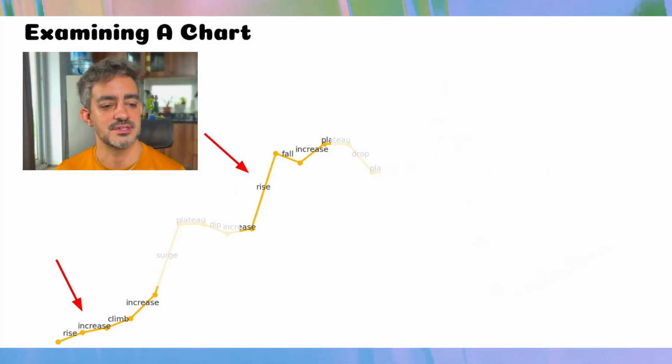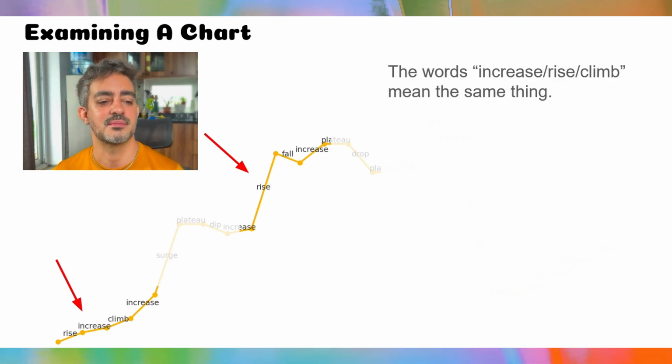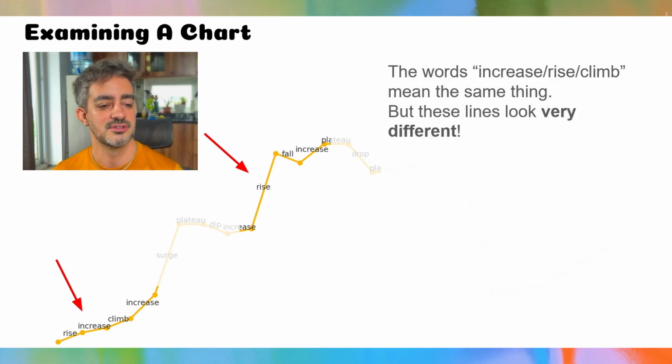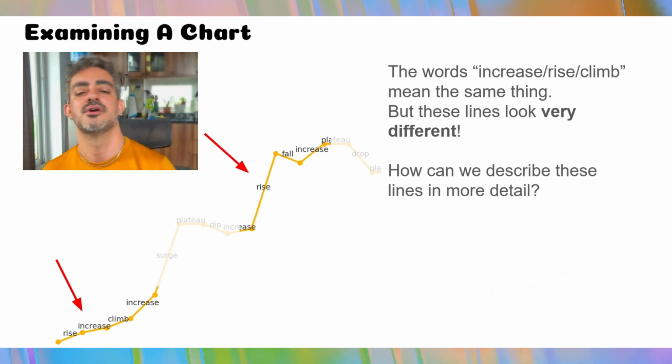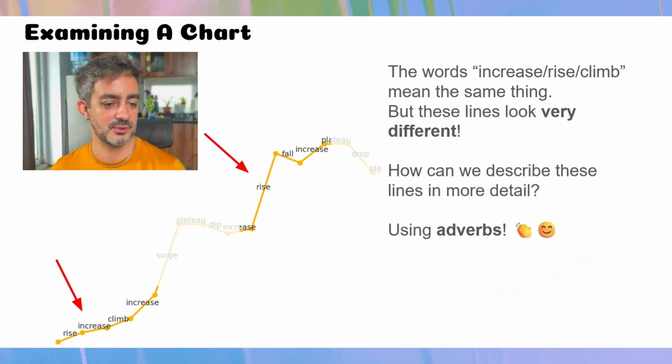So the words increase, rise, climb, they mean the same thing, but these lines look very different. So how can we describe these lines in more detail? We use adverbs to describe them in more detail.